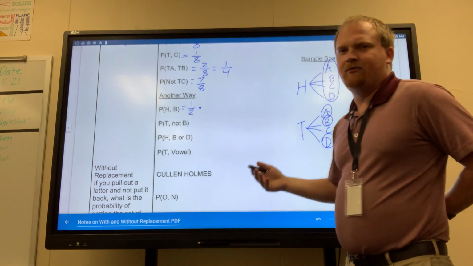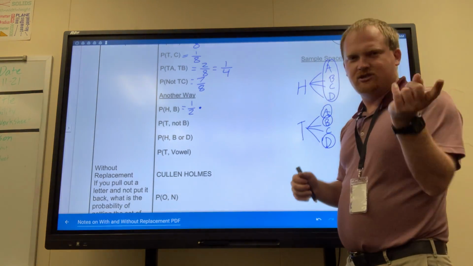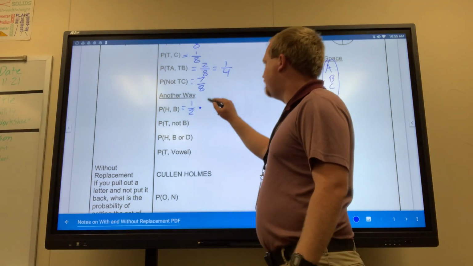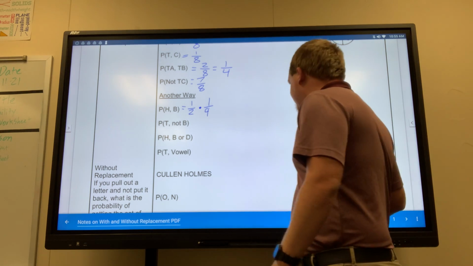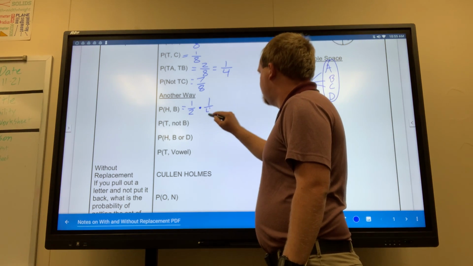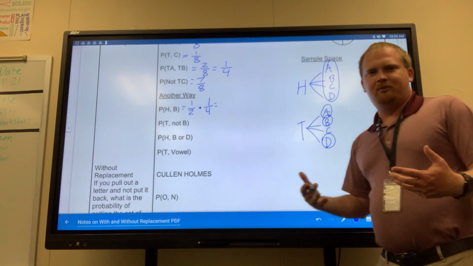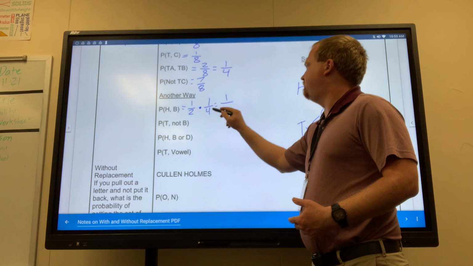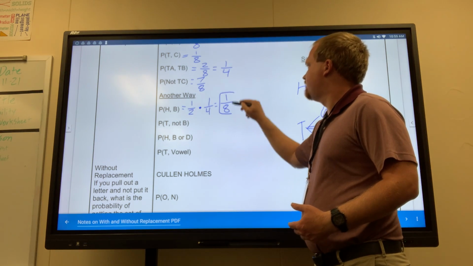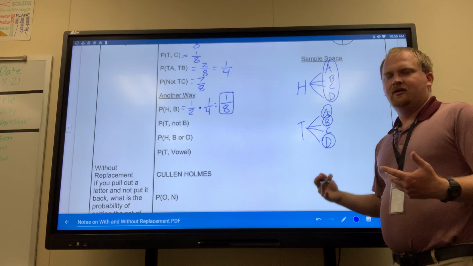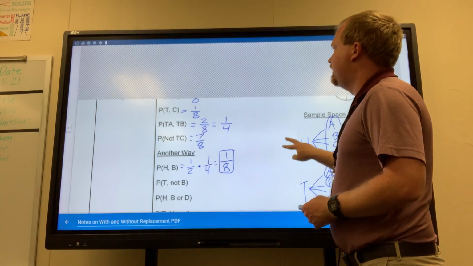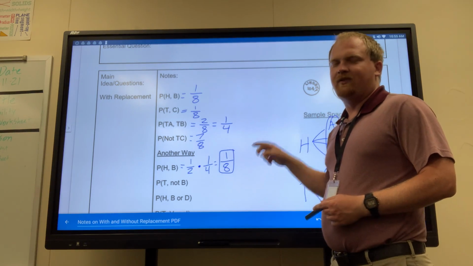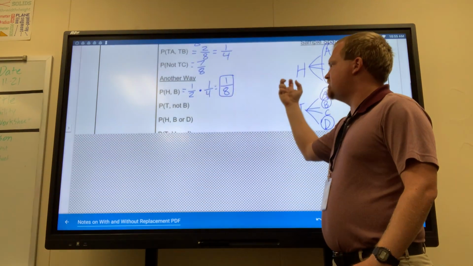Now what's the probability of getting a B? If I just use a spinner, what's the probability of getting a B? 1 out of 4. So remember, when we multiply fractions, we're doing top times top, which is 1, bottom times bottom, which is 8. So 1/8 is the probability, which by the way, happens to be the same thing here, okay? So if I can just multiply the fractions, I'm going to be in good shape.